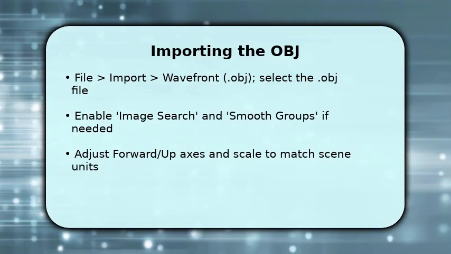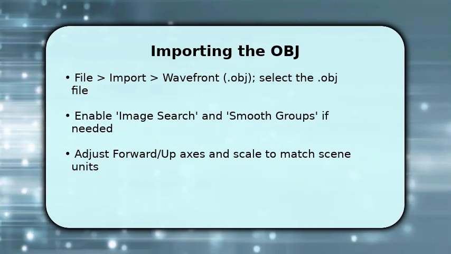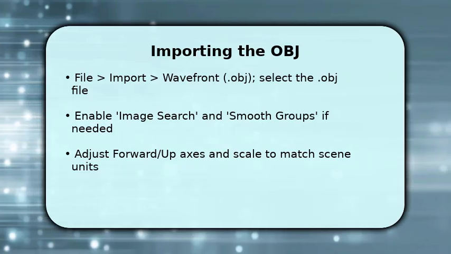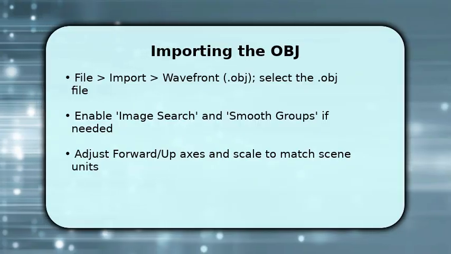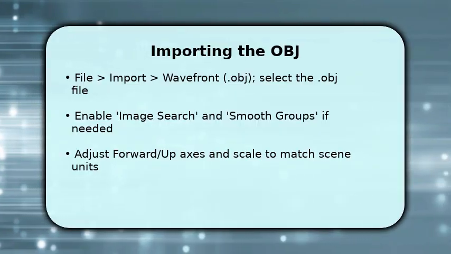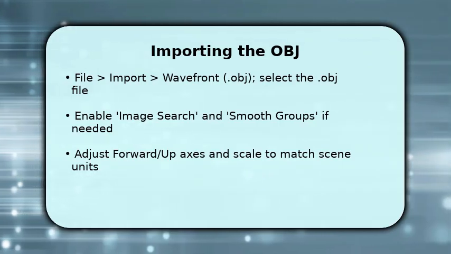You proceed to import. Choose File, Import, Wavefront, Obj, and pick your Obj. Before confirming, enable image search so Blender looks for textures automatically and toggle smooth groups if your mesh needs group normals. Next, set forward and up axes to match the original export.